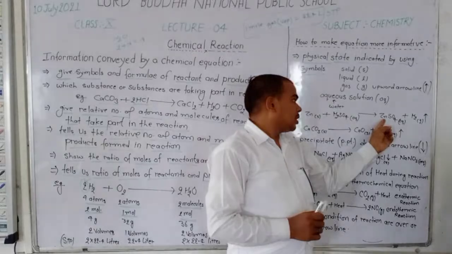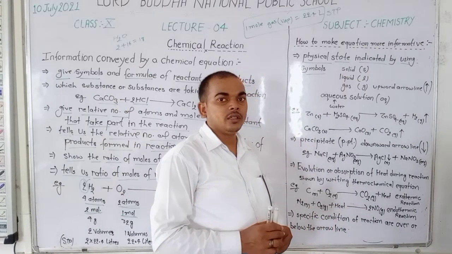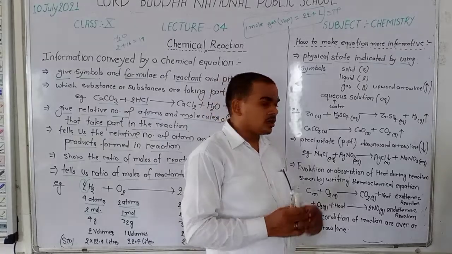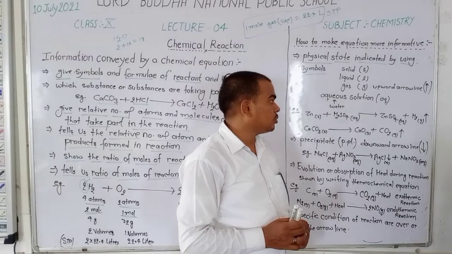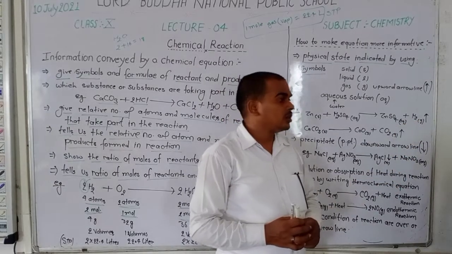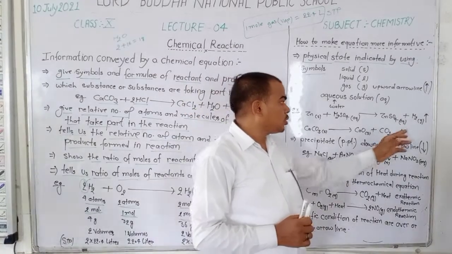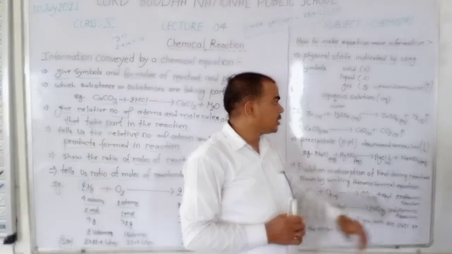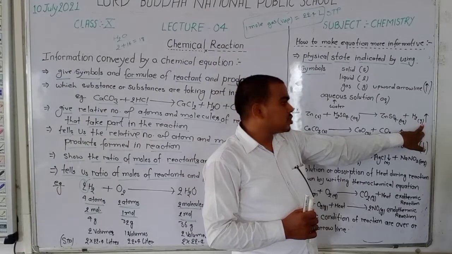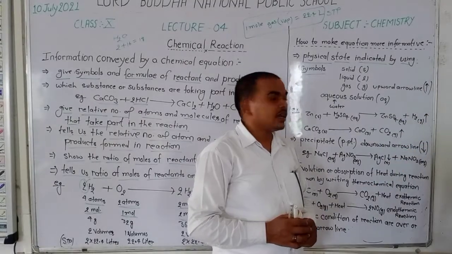Here zinc sulfate is obtained. The zinc sulfate that is obtained is like a solution, so it is represented as aqueous, AQ. Hydrogen is a gas, so it is represented by the symbol g or an arrow line in the upward direction.